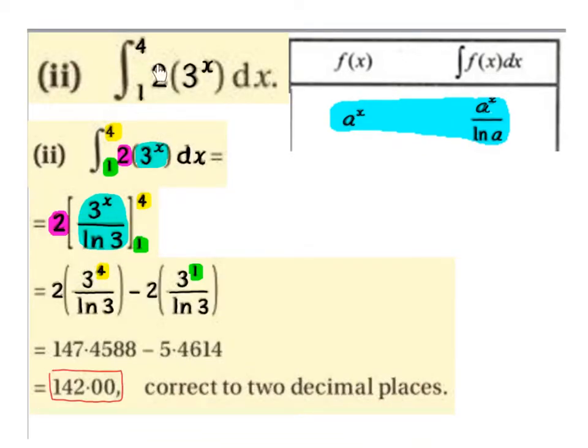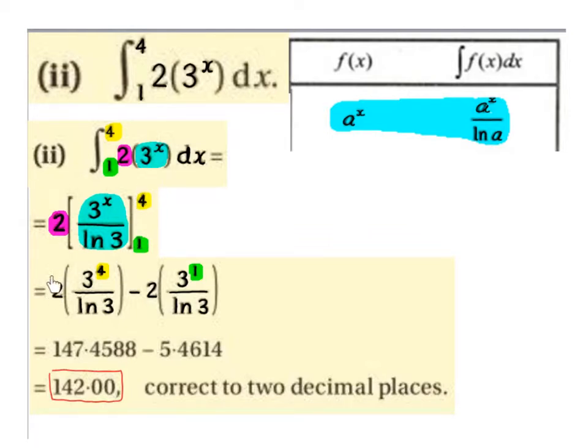Next we want to integrate 2 times 3 to the power of x dx between the limits 4 and 1. So again we start with the integration. So to integrate 3 to the power of x, we're going to use this rule. So the integral of a to the power of x equals a to the power of x over natural log a. So instead of a to the power of x, we get 3 to the power of x over natural log 3. And we're going to bring the 2, which is a constant, outside the brackets. And then we're going to evaluate that between the limits 4 and 1.